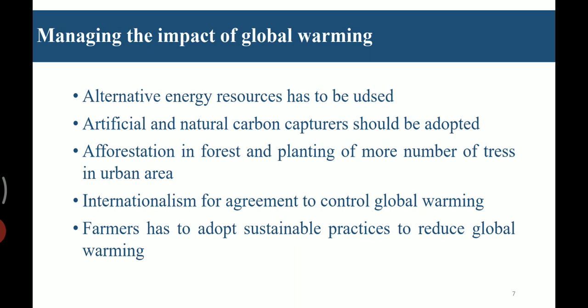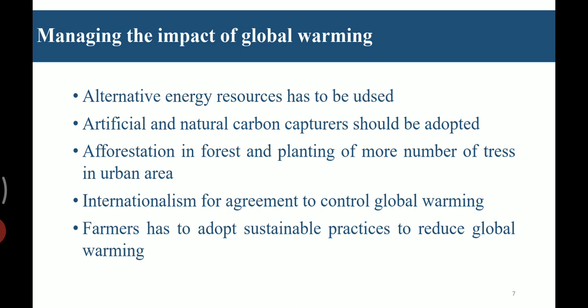Then how do we manage this impact of global warming? Alternative energy resources have to be used. Artificial and natural carbon capture should be adopted. Afforestation in forests and planting of more trees in urban areas. International agreement to control global warming. Farmers have to adopt sustainable practices to reduce global warming. So these are some of the ways of managing the impact of global warming, or we can control the global warming effect by using alternative energy resources.